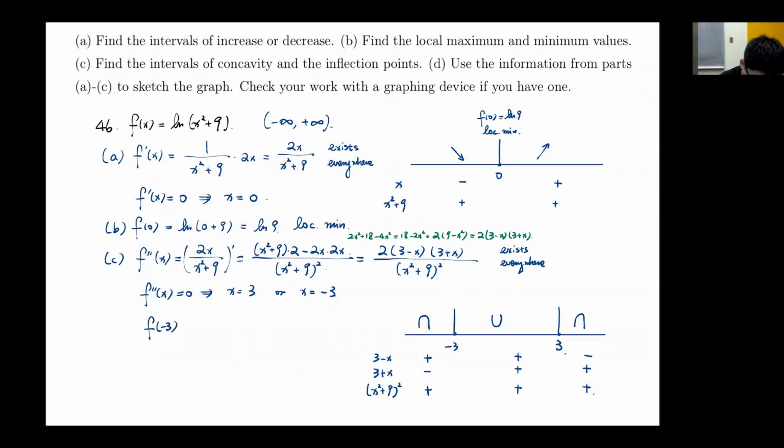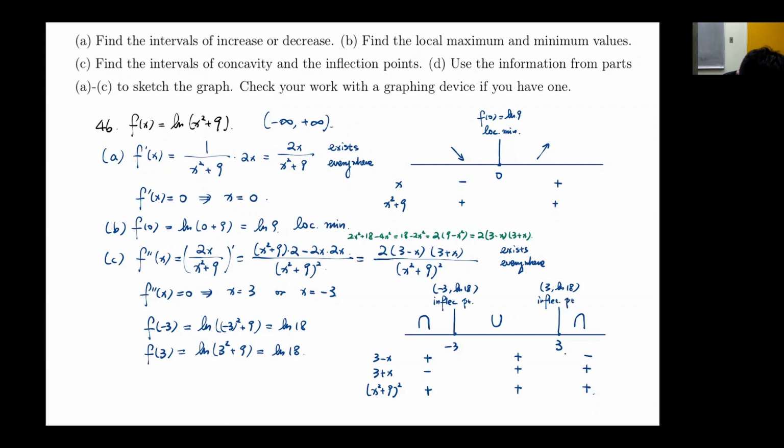So f of minus 3 equals natural log of minus 3 squared plus 9, and the answer is natural log of 18. If you want, you can simplify it. And f of positive 3 will be natural log of 3 squared plus 9, and the answer is the same. It will be natural log of 18. So that way we see minus 3, natural log of 18 and positive 3, natural log of 18. So these 2 points are inflection points. So we have got 2 inflection points over here.